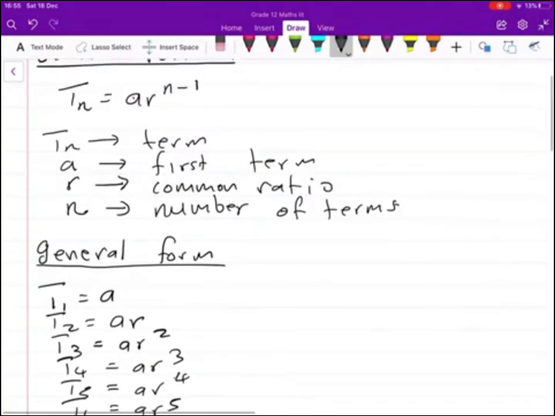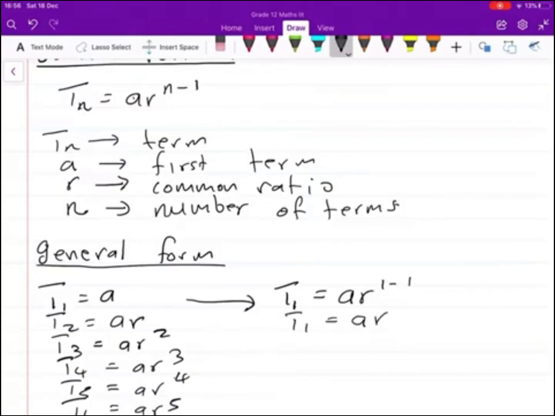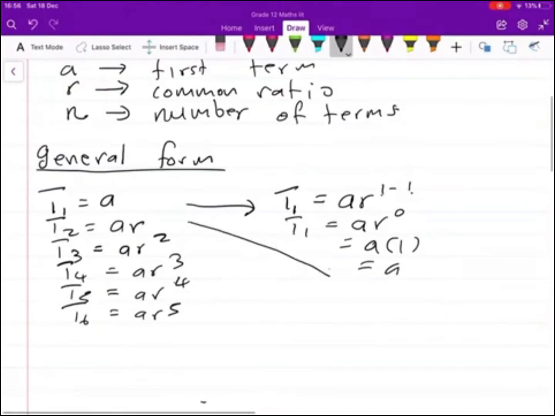Notice what's happening. This is how we got this, because some of you think that we are picking that from the sky. For T1, wherever we see n, we put 1. So this is ar^(1-1). So T1 = a times r^0, and we know that any number to the exponent 0 is 1, and that's how we got a.